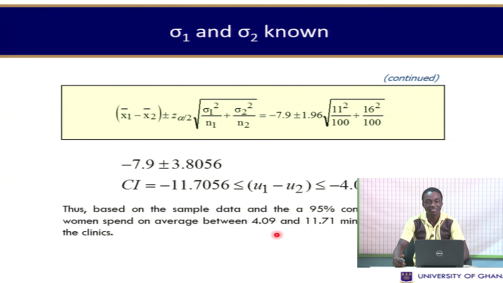So our 95% confidence interval for the difference is x1 bar minus x2 bar, which is negative 7.9, plus or minus 1.96 times the standard error, which gives us negative 7.9 plus or minus 3.8056, giving a lower bound of negative 11.7056 and an upper bound of negative 4.0944. That is, based on the sample data, at a 95% confidence level, women spend on average between 4.09 and 11.71 minutes longer at the clinics than their male counterparts.